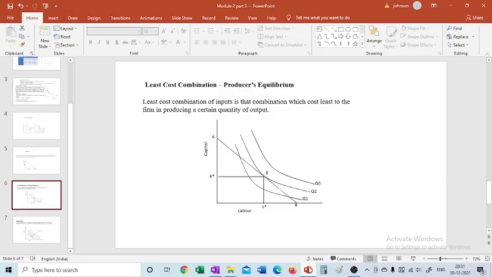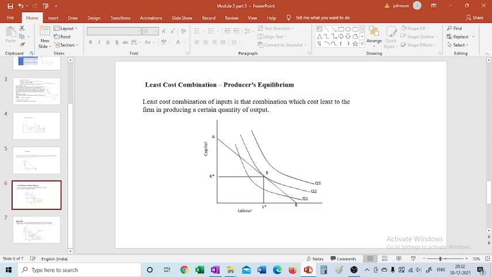Or we can say least cost combination means the combination of inputs which cost least to the firm in producing a certain quantity of output. That means a producer is producing a certain quantity of output with the least cost. That particular combination of the two inputs, labor and capital, is the least cost combination.